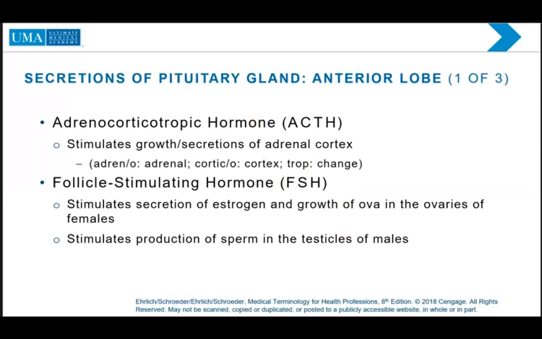Secretions of the pituitary gland from the anterior lobe: the adrenocorticotropic hormone, also abbreviated ACTH, stimulates growth and secretions of the adrenal cortex. The follicle stimulating hormone, abbreviated FSH, stimulates secretions of estrogen and growth of ova in the ovaries of females. It also stimulates production of sperm in the testicles of males.